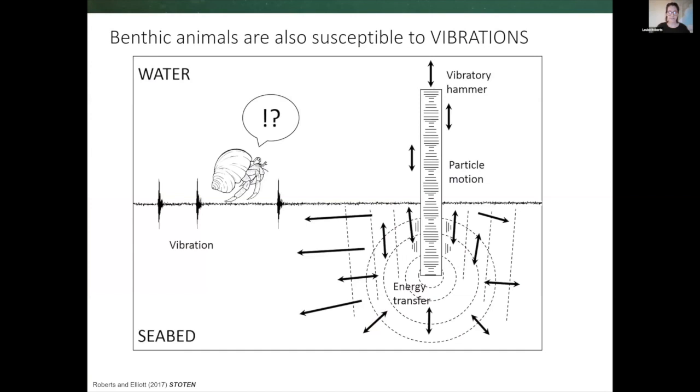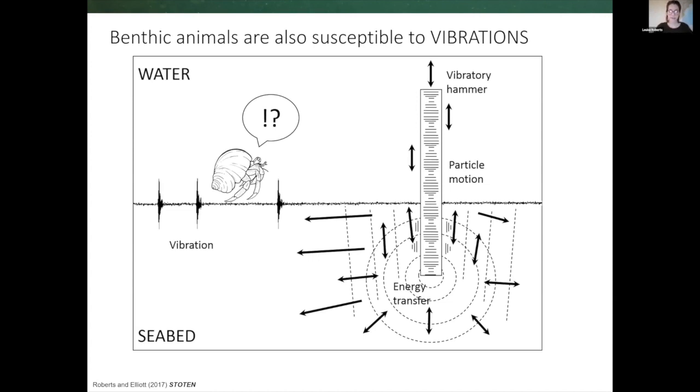However, contributing to these scapes, we have, of course, anthropogenic sounds. Peter's discussed the waterborne aspects of sounds in detail, but if we're considering our benthic animals, you must also consider the vibrations that man puts into the seabed directly. In the context of renewables, one of the sources that would do this would be a pile driver. So in the diagram here, I've got a pile on the right being driven down into the seabed.